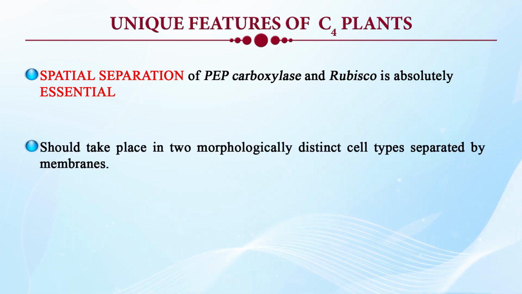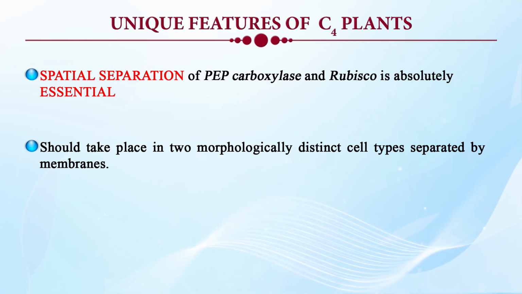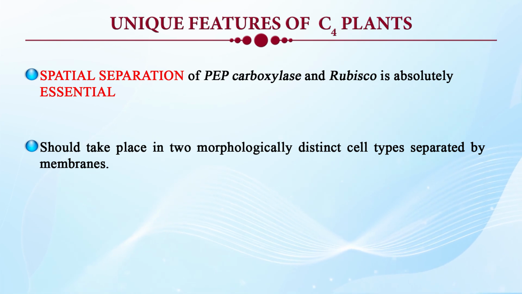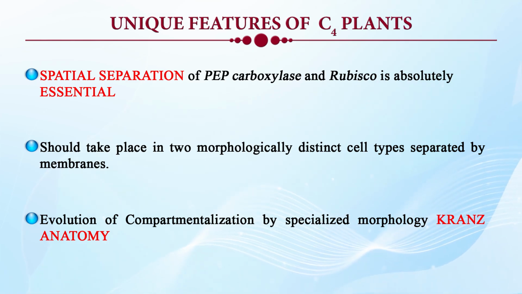So, there is a spatial separation of PEP carboxylase and rubisco. That means there are 2 different tissues in which these 2 reactions involving these 2 enzymes are operative. And for this, there has been a very apt evolution of compartmentalization with a very specialized morphology called Kranz anatomy.